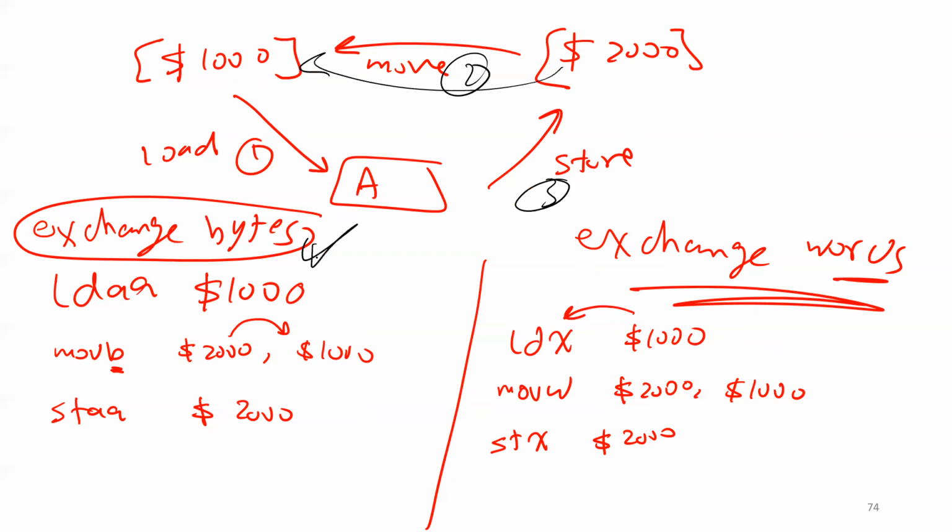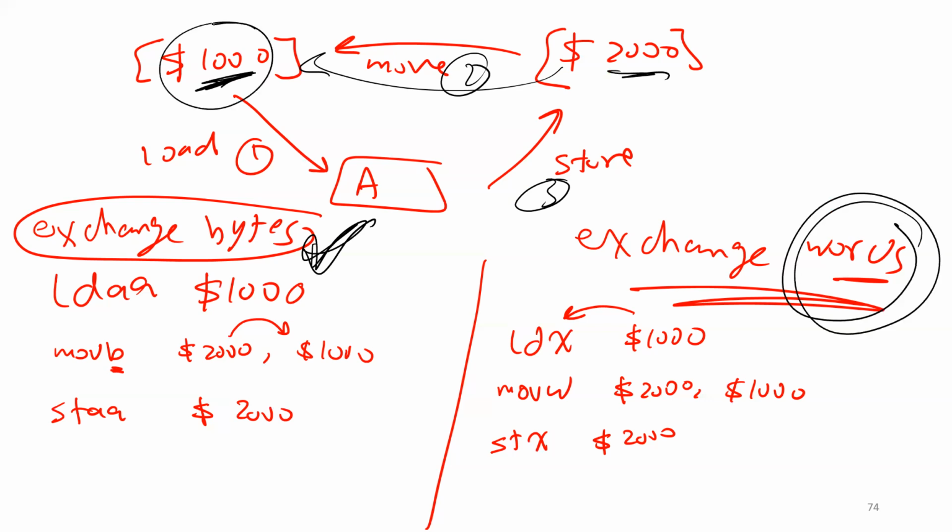One way, if I want to exchange bytes, if this is a byte and a byte. Also, I'm going to explain if they are words, if 1000 and 2000 are words. So I want to exchange a byte at 1000 and a byte at 2000, and also a word at 1000 and a word at 2000. Okay, so let's start with the first one.